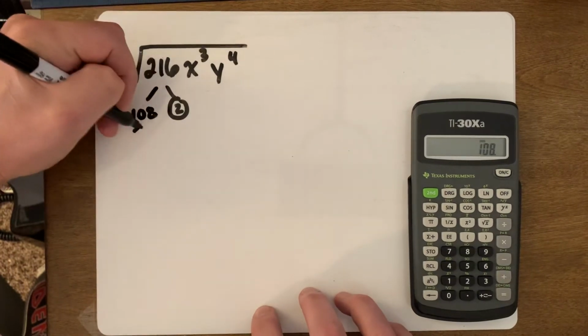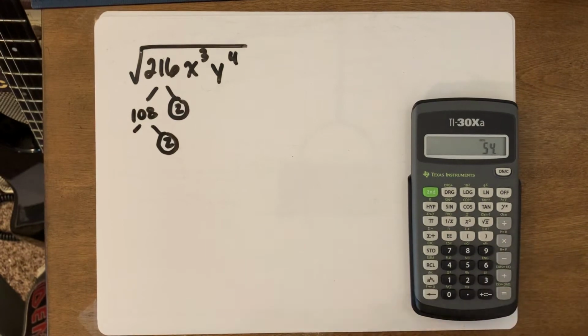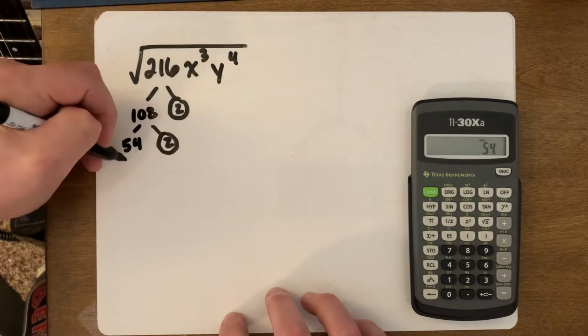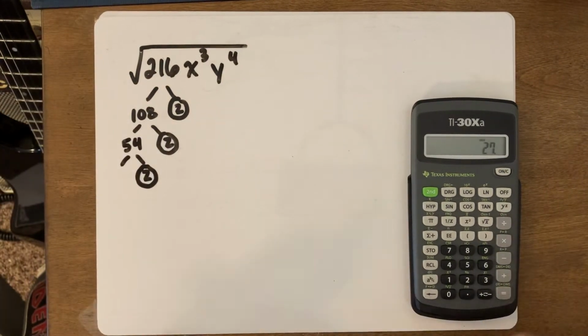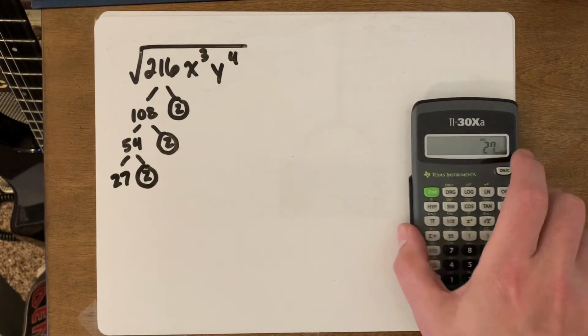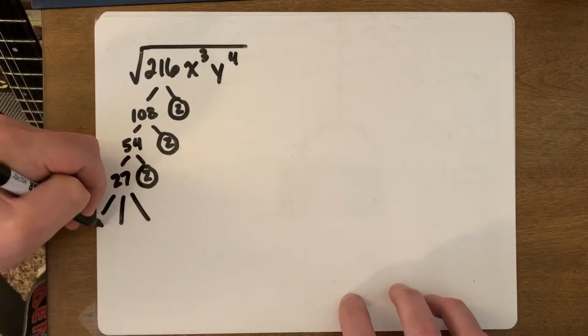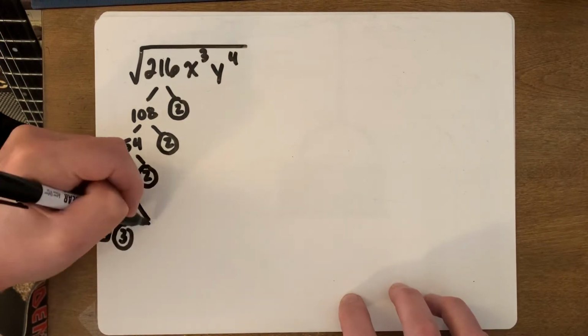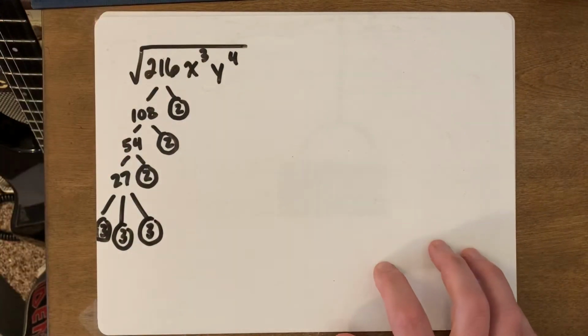Okay, let's take 108 and divide it by 2. Divided by 2 equals 54. Take 54 and divide it by 2. Divided by 2 equals 27. 27 is a perfect cube. That's 3 times 3 times 3. And so we're going to draw 3 little lines here. 3, 3, and 3. 3 x's, 4 y's.